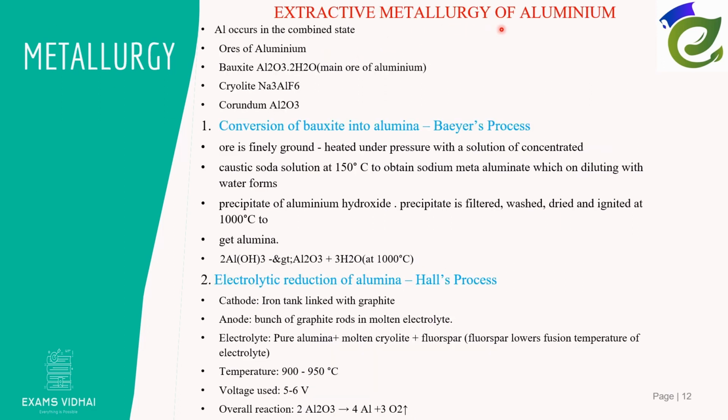Now we learn about the metallurgy of aluminium. Aluminium occurs in the combined state. The main ores of aluminium are bauxite, cryolite and corundum. And we'll see the reactions here. Conversion of bauxite into aluminium is called Bayer's process. Electrolytic reduction of aluminium is called Hall's process. A brief discussion about this, we will attach as a file in our description. You can see this and learn about that.